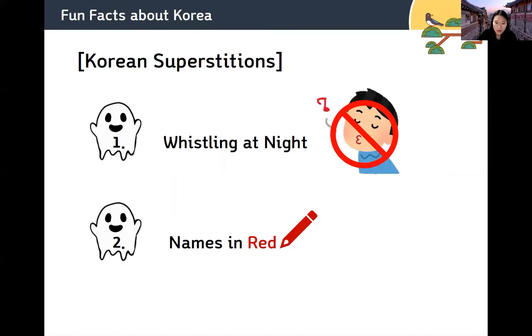Even though all of my family lives in a big city, whenever I'm whistling at night, my grandma always says, shh, the snake will come out somewhere, so stop whistling. Yeah.